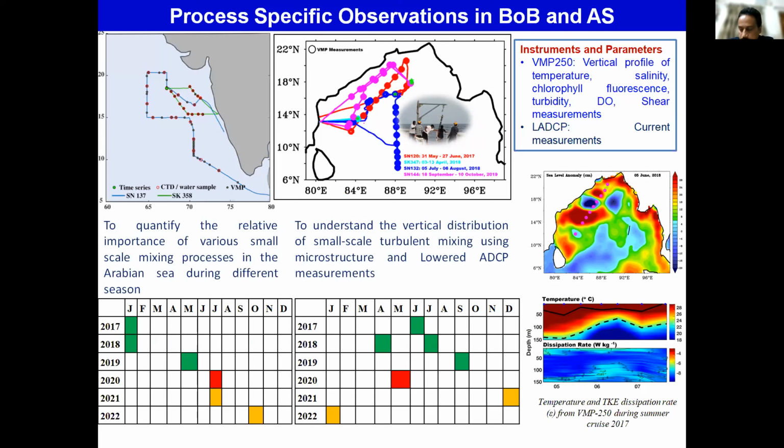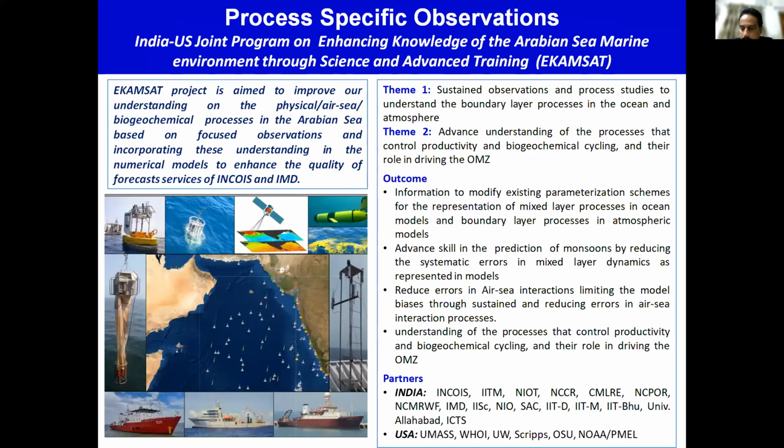So the next process-specific observation is, as I mentioned, many of you are part of this Ocean Mixing and Monsoon earlier. So with the success story of this OMM in Bay of Bengal, we would like to continue this program in the Arabian Sea. As part of this initiative, our colleagues from USA, led by Professor Amit, we had several scoping workshops to come out with the science and implementation plan, mainly to improve our understanding of the physical, marine meteorological as well as biogeochemical processes in the Arabian Sea, similar to that Bay of Bengal OMM initiative. So we have come out with 2 themes. One is to sustain observations and process-specific studies to understand this boundary layer process in the ocean and atmosphere in the Arabian Sea, as well as biogeochemical processes.